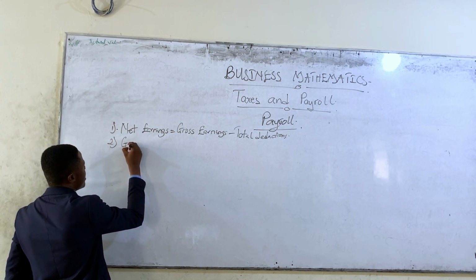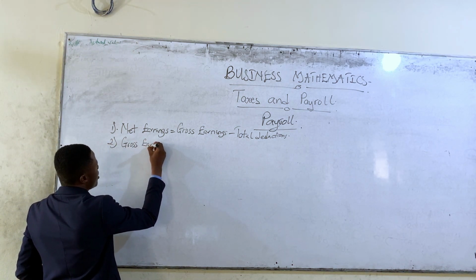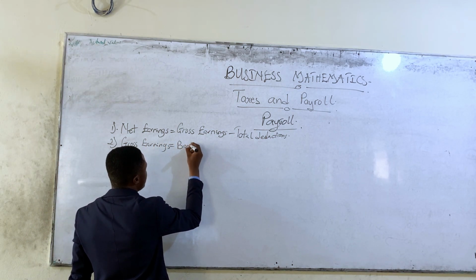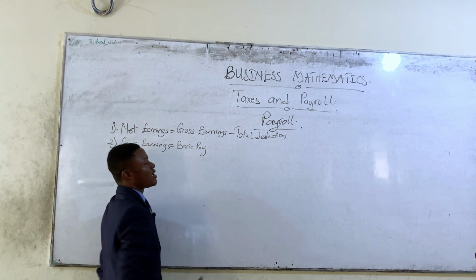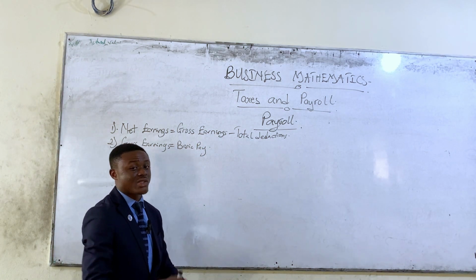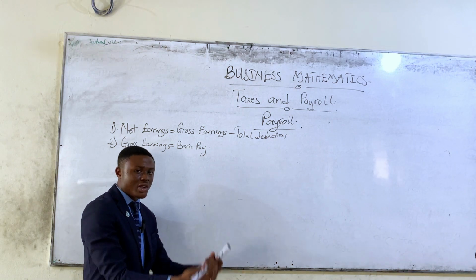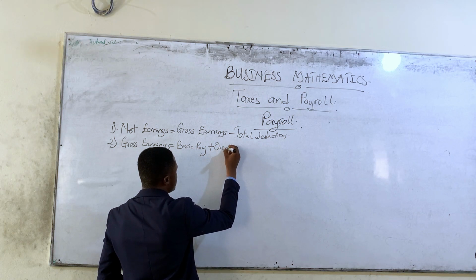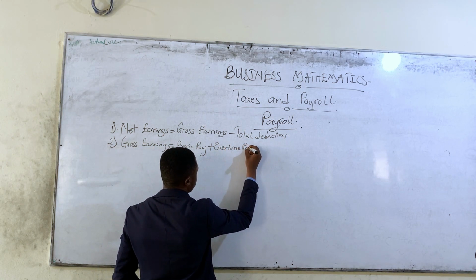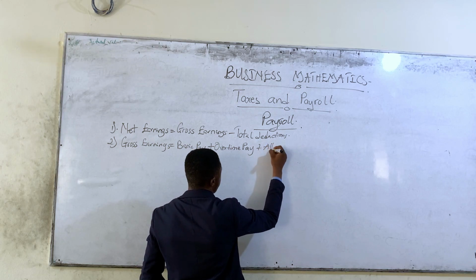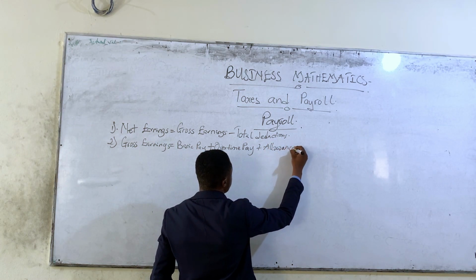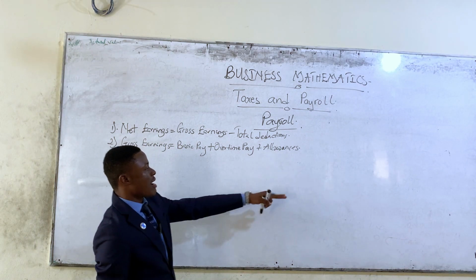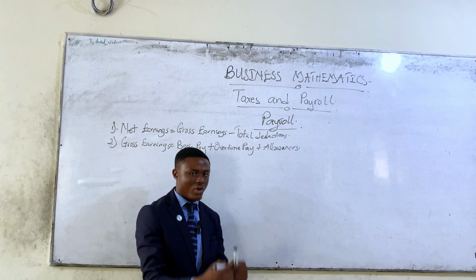As I explained earlier, your gross earnings becomes your basic pay. We all know how to calculate the basic pay: that is the normal number of hours worked multiplied by your hourly rate. Are we good? Great. And then your basic pay plus your overtime pay plus allowances. And I explained that here we are not talking of tax allowances, but allowances that are meant to help you get some benefit to cater for some expenses on your own.